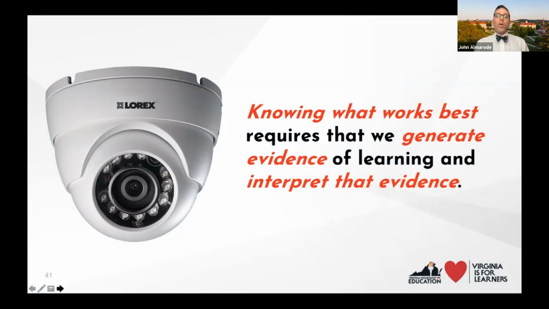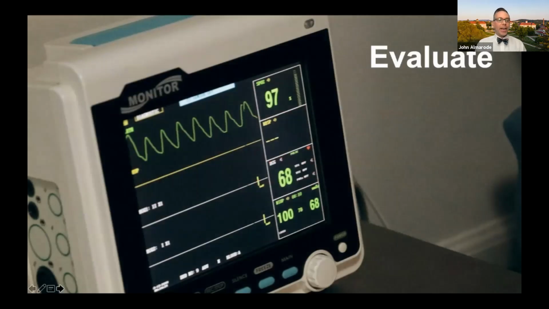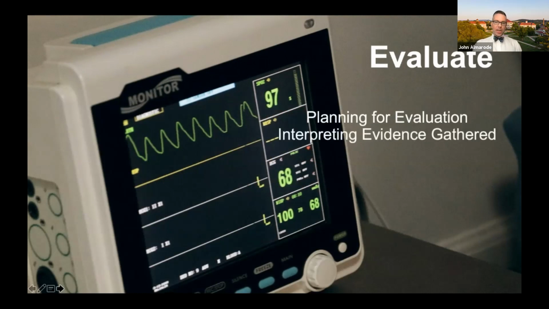What works does require us to generate that evidence. And so we have to make sure that in the generation of that evidence, we are indeed planning for it. We go into the intervention knowing this is what I'm looking for. I'm looking for them to do these things. You saw Alicia do this in the video. She planned for her evaluation. She was constantly interpreting the evidence that she gathered. And here's the big one. Are we utilizing that evidence to make decisions about what to do next, or is it merely a mark in the grade book?